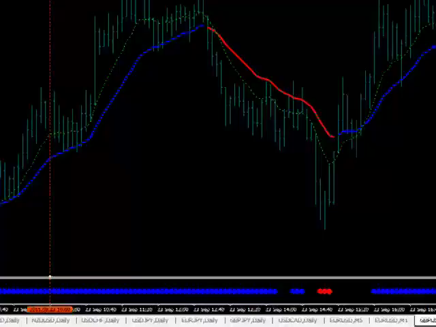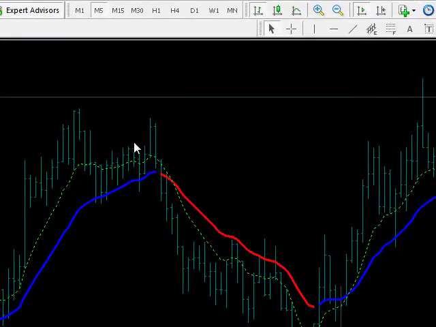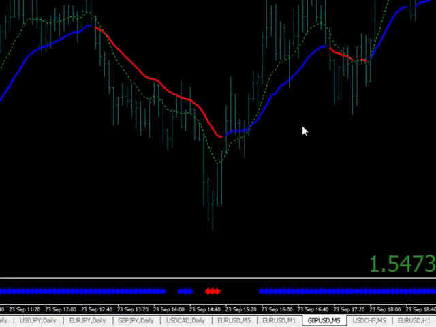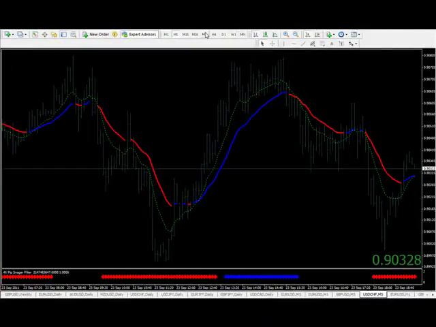Did not line up here with the filter, and here in the US session, she came up, she sold off resistance. There was no trade in here as well. So that's it for the pound. And then let's move on to the Swissy.